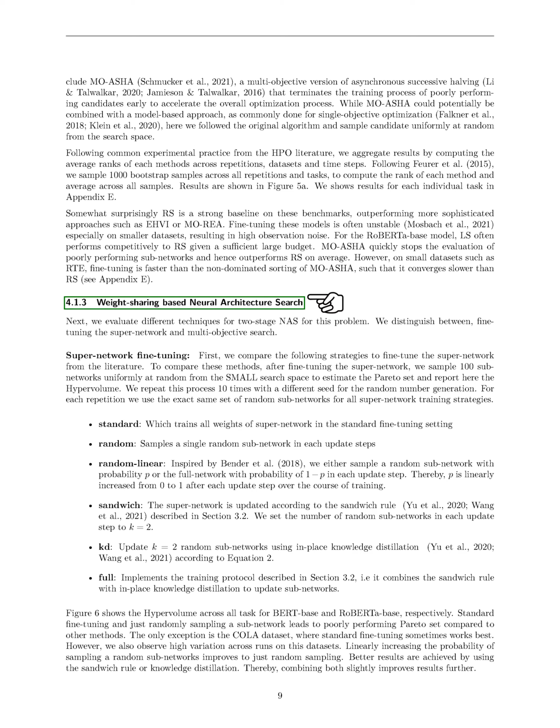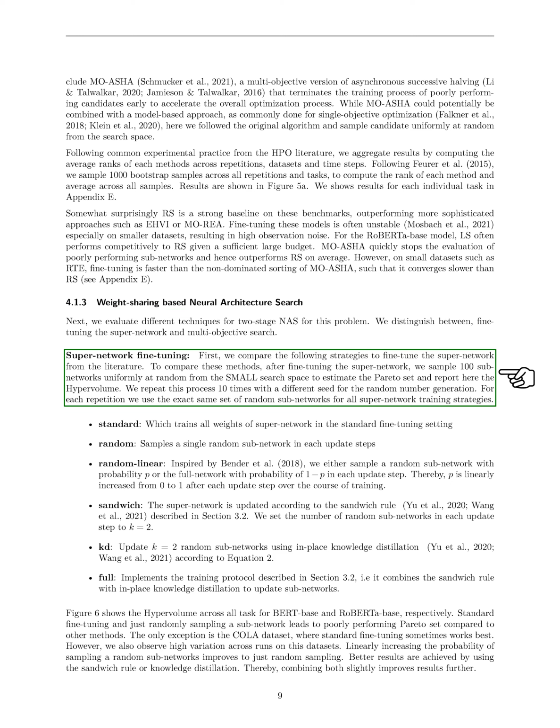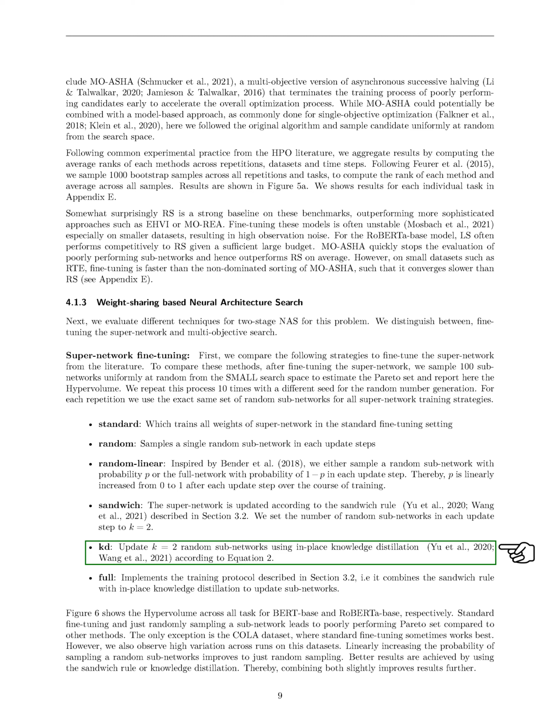Section: Weight-sharing based neural architecture search. In this section, we explore different techniques for two-stage neural architecture search, NAS, focusing on weight sharing. We start by evaluating strategies for fine-tuning the super network. We compare methods like standard fine-tuning, random sampling, linearly increasing the probability of sampling, using the sandwich rule, and knowledge distillation. Results show that combining the sandwich rule with knowledge distillation yields the best outcomes.